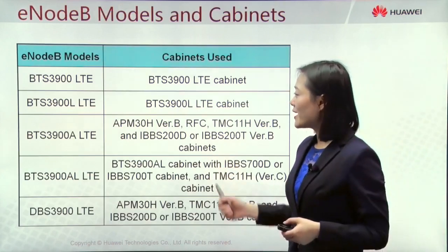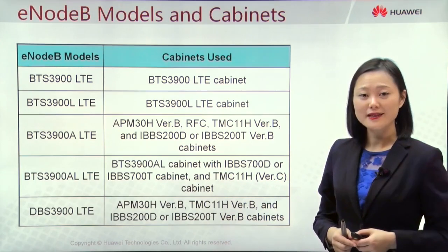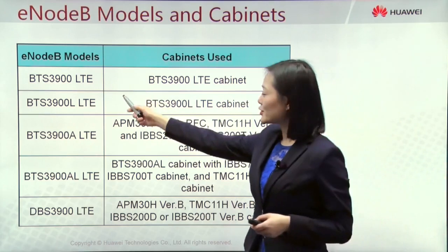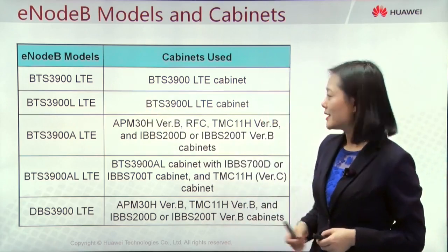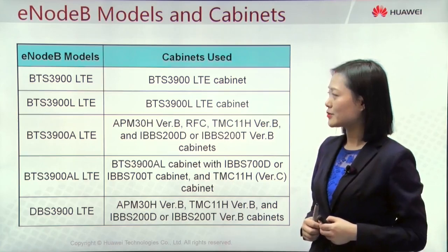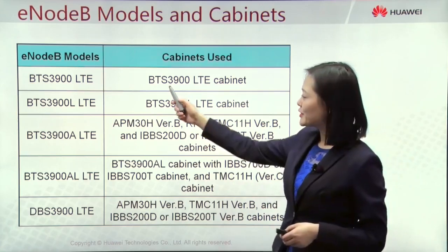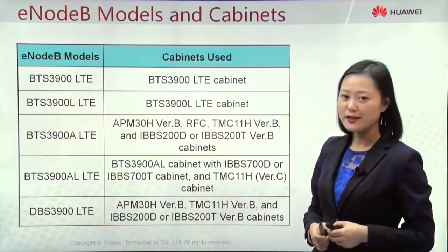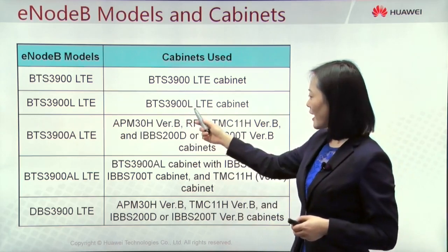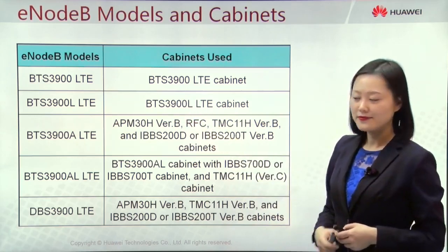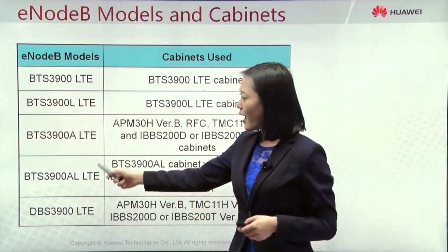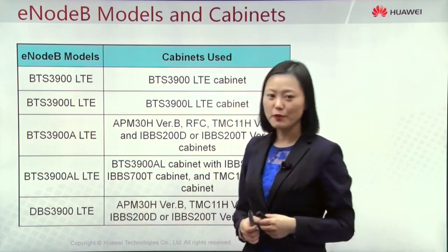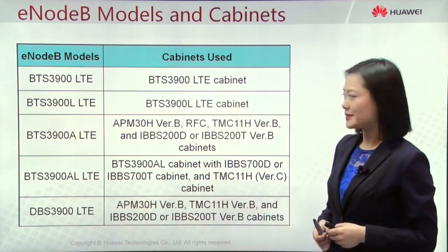So, this table listed 5 main eNodeB base stations and the corresponding cabinet. The first two are indoor BTS, BTS 3900 and 3900L. These two BTS have specific cabinets, BTS 3900 LTE cabinet and BTS 3900L LTE cabinet. The following two are outdoor macro BTS, and the last one is distributed DBS 3900.